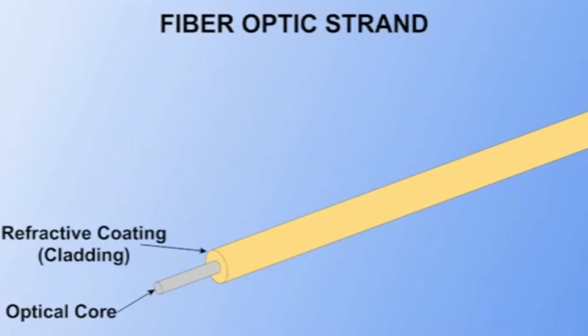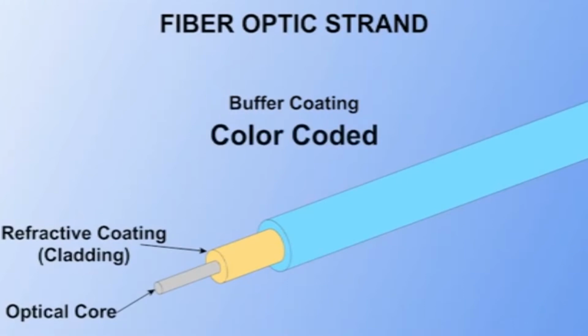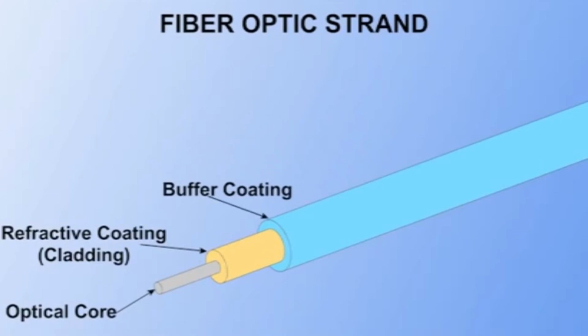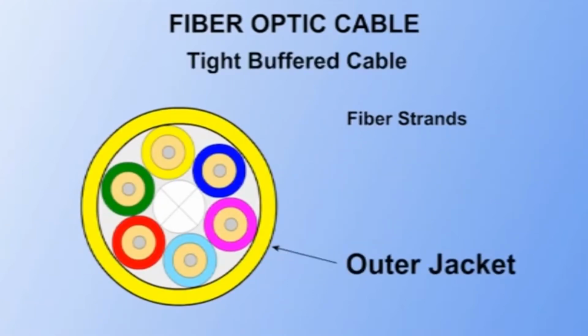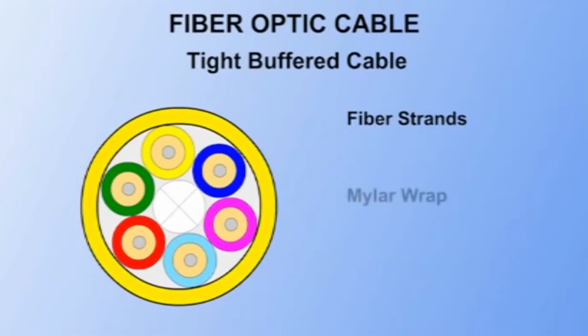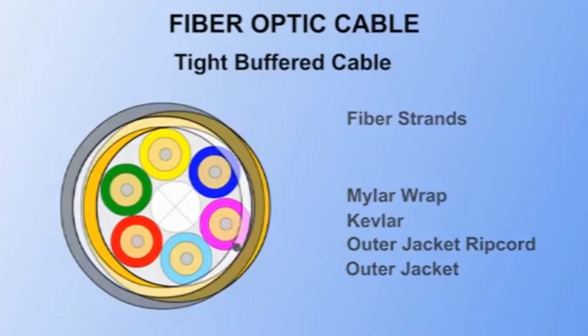The third layer is a buffer coating to protect against moisture and other damage. It also prevents light from escaping the strand and may have a color coating for identification purposes. Fiber strands are covered by an outer jacket. Often the outer jacket contains multiple layers to add structure to the cable and provide water resistance.